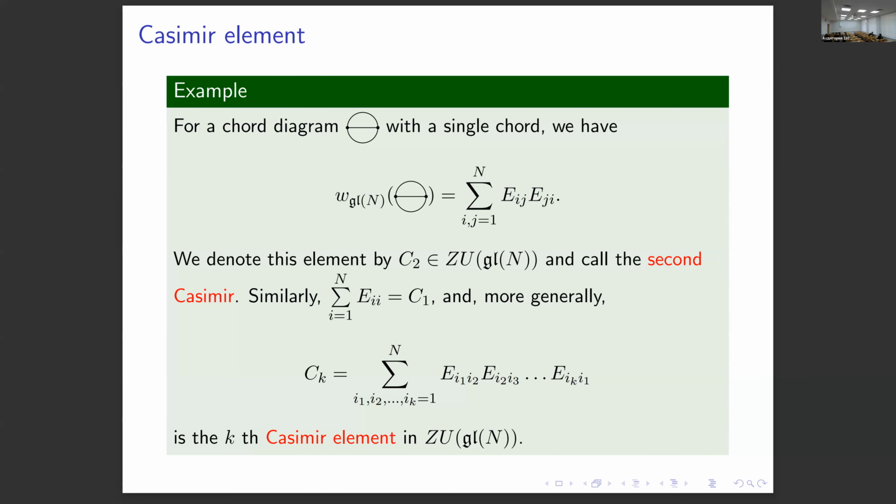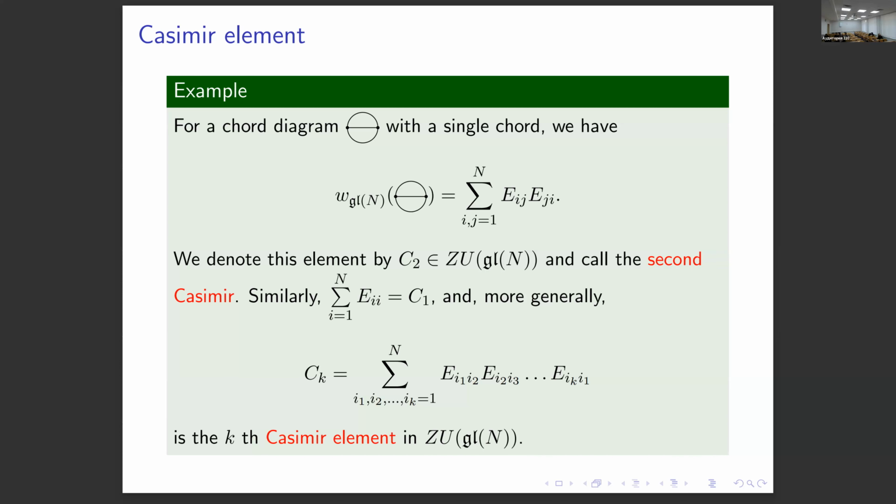So, based on the definition, the weight system of gl_N on this chord diagram is the summation of E_ij E_ji, and we call this element C2, the quadratic Casimir element, in the center of the universal enveloping algebra. And C1 is the summation of the E_ii, and generally the Casimir element C_k is a summation of E_{i1 i2} E_{i2 i3} and so on, up to E_{ik i1}.